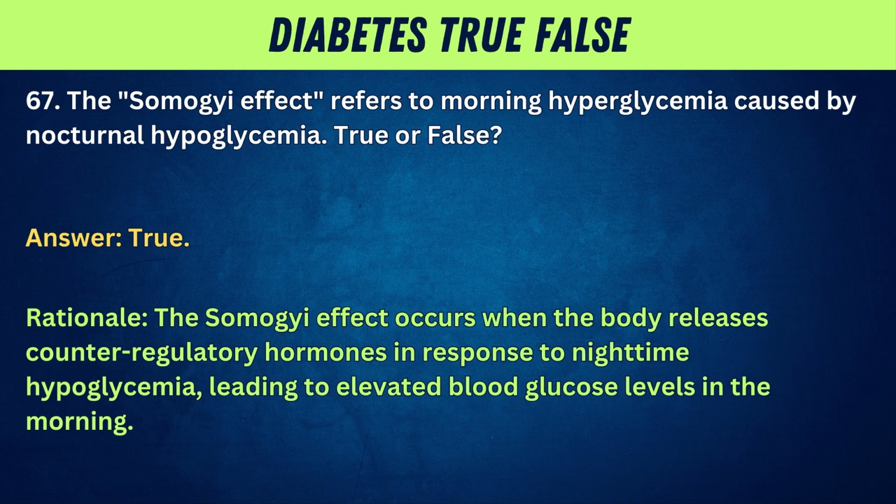67. The Somogyi effect refers to morning hyperglycemia caused by nocturnal hypoglycemia. True or false? Answer: true. Rationale: the Somogyi effect occurs when the body releases counterregulatory hormones in response to nighttime hypoglycemia, leading to elevated blood glucose levels in the morning.